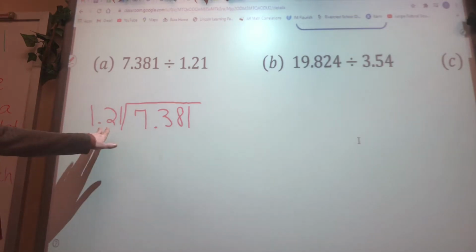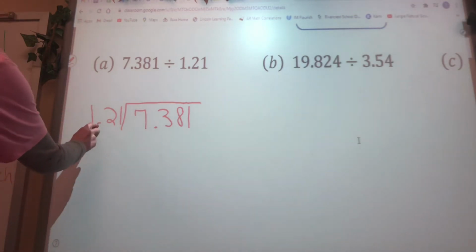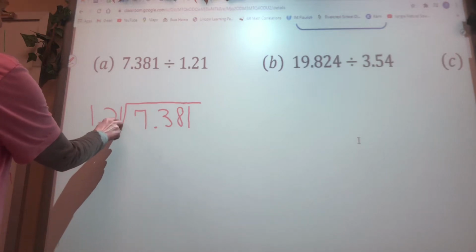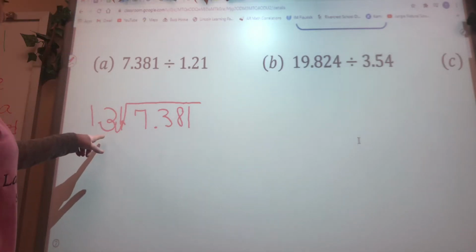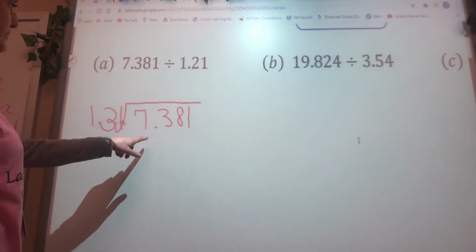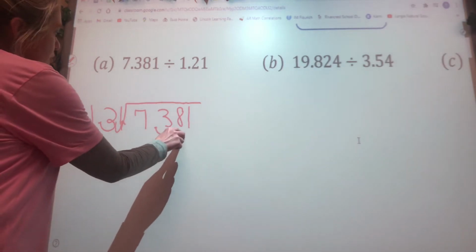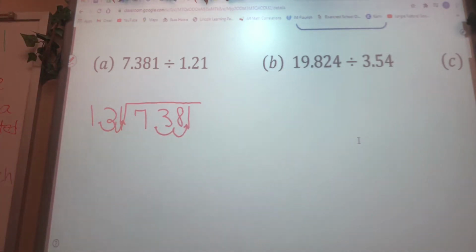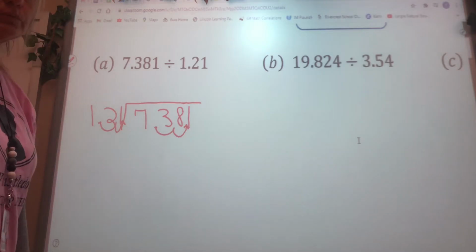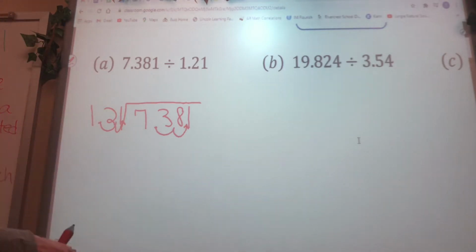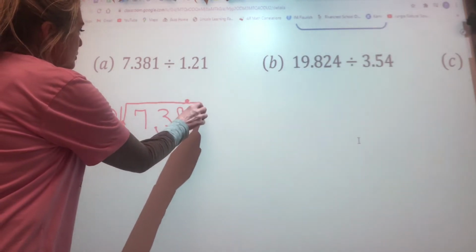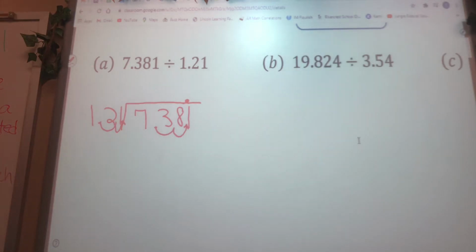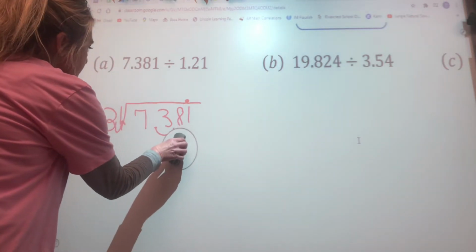So in order to get this to look like a whole number, I would have to move that decimal place 2 times, 2 multiples of 10. And if I have to do it in my divisor, I also have to do it in my dividend. So I would go 1, 2, because we're moving 2 multiples of 10, and then right at that point, go straight up and put your decimal where your quotient's gonna go. And then we just use our standard algorithm for dividing.